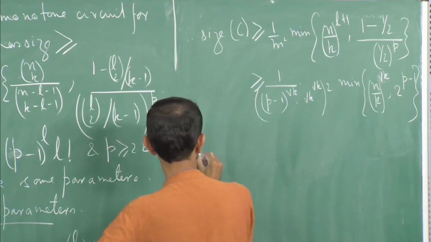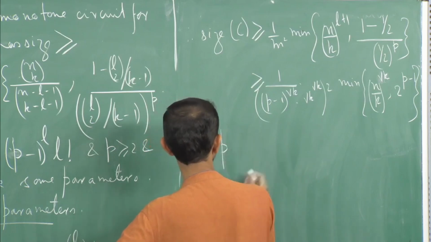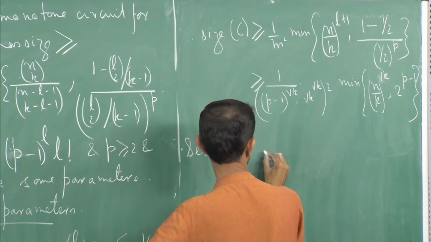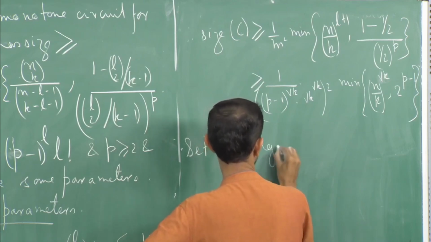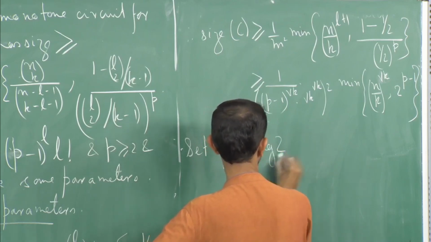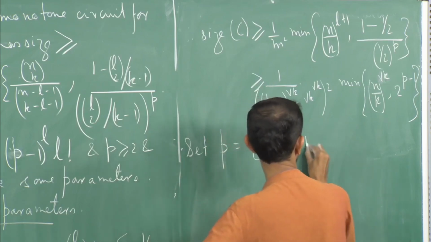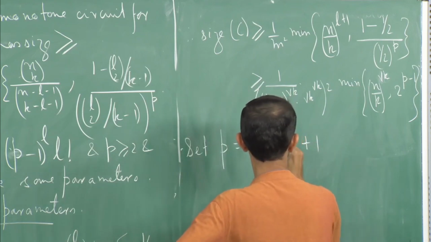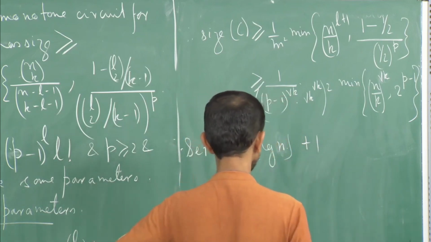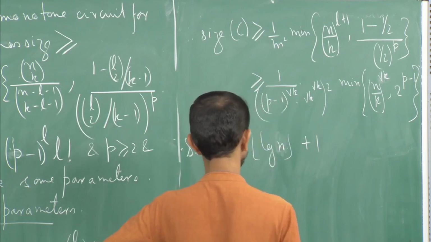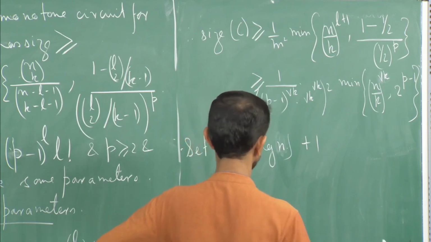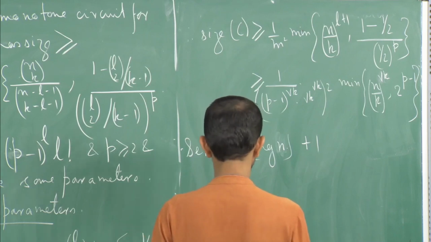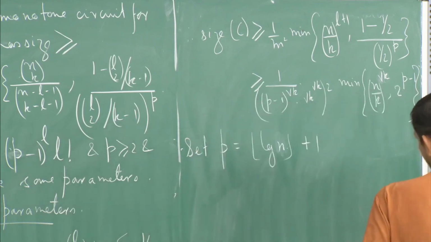Now the last thing that I have to set is p. So I will set p to be log n plus 1. Okay. Or I need k. Sorry, I want p to be root k log n.